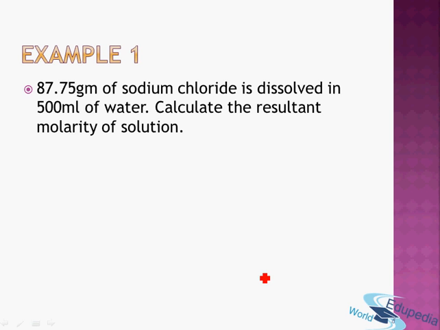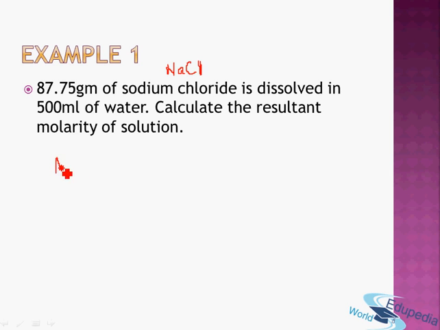Say you have 87.75 gram of sodium chloride. We know what sodium chloride is. That is table salt, the one which you use for your daily diet. It has other substances in it, but the major substance is sodium chloride. So 87.75 gram of NaCl is dissolved in 500 ml of water. Calculate the resultant molarity of the solution. So I have to calculate molarity of solution.